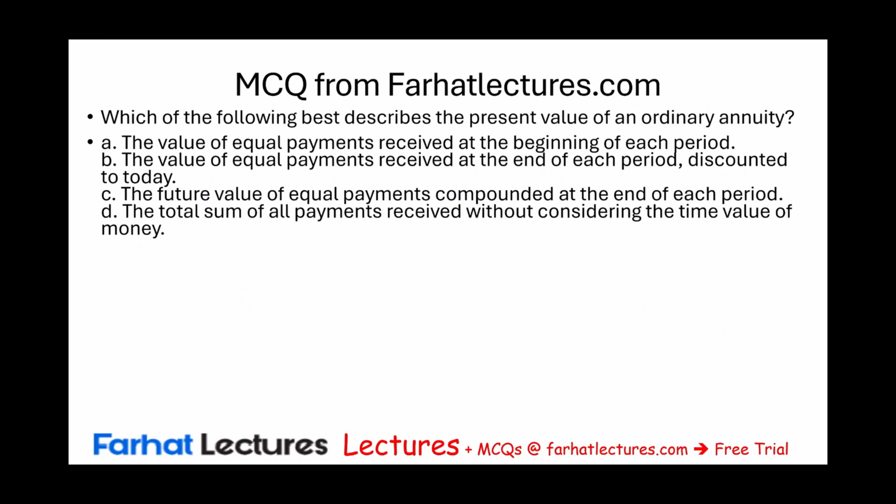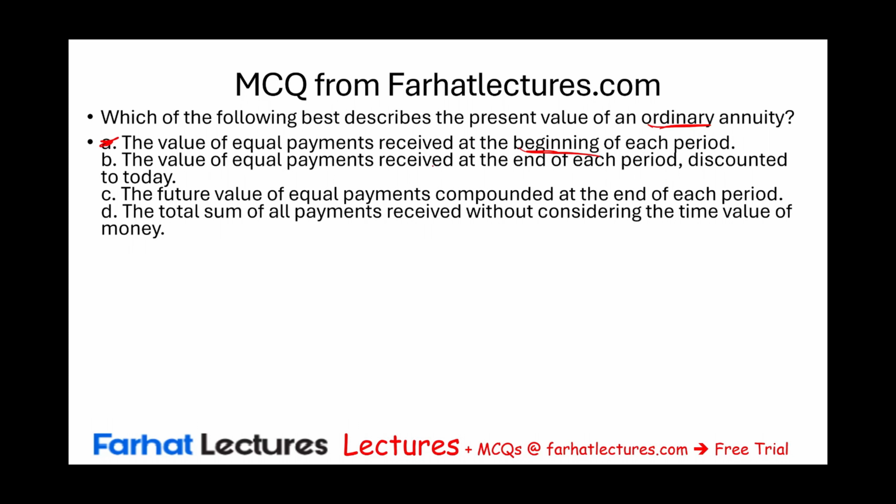Which of the following best describes the present value of an ordinary annuity? So you have 4 options. Let's read the choices and try to eliminate the obvious answers. A: The value of equal payments received at the beginning of each period. Well, if it's an ordinary annuity, any payment received cannot be at the beginning, because the beginning of the period has to do with annuity due. I will take A out.